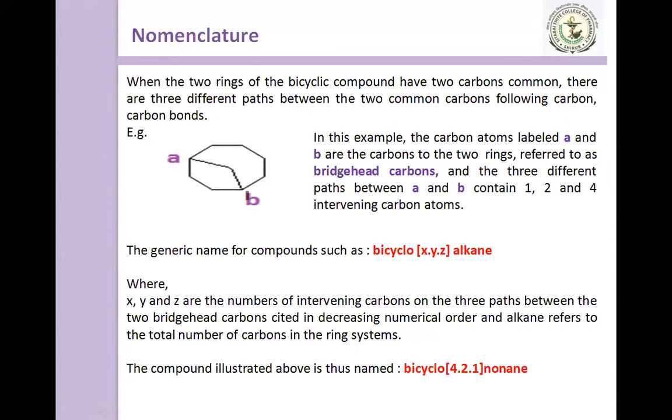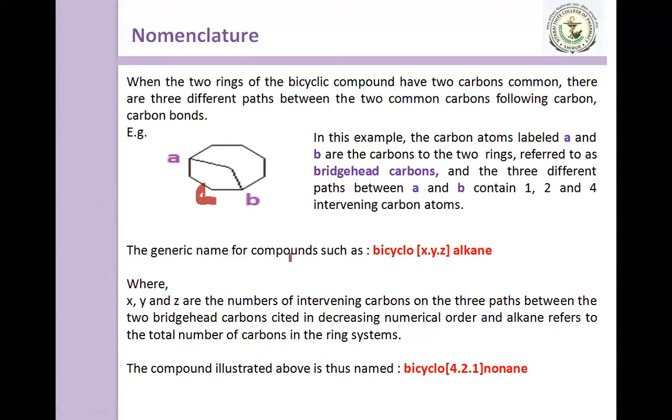Another path is in between A and B. How many carbons are there? 1 and 2. Again there is a third path, in which there is only one carbon between A and B. So this is the first path, this is the second path, and this is the third path. All of you getting this?